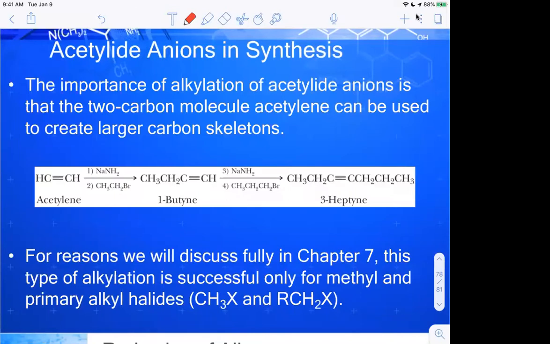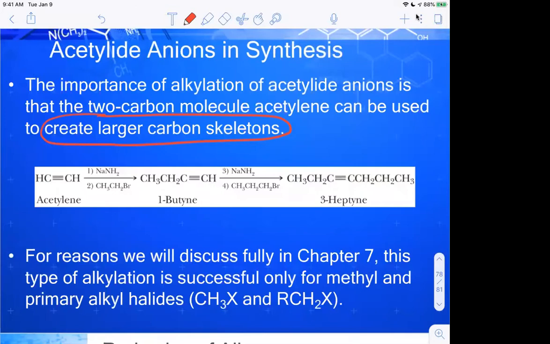Notice in all of the alkene reactions that we've discussed thus far, I'm introducing functionality. I make an alcohol. I can make an alkyl chloride or an alkyl bromide. I can reduce functionality. I go from an alkene to an alkane. But what I didn't do is make a carbon-carbon bond. So anytime I can create a larger carbon skeleton, that's something that I really want to invest in.